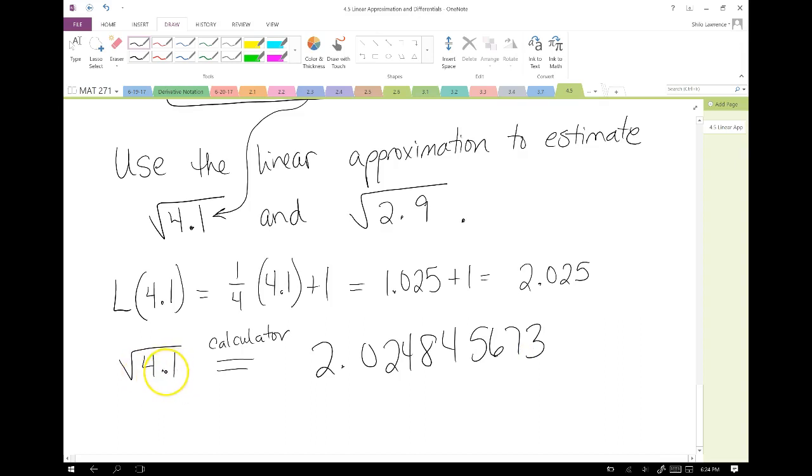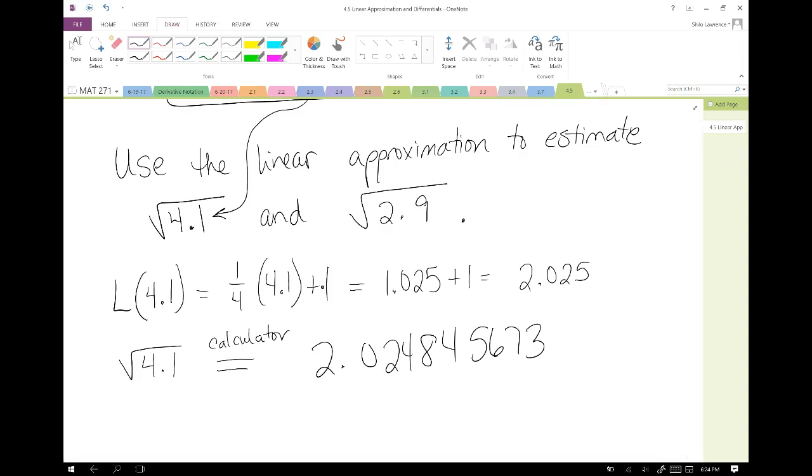And this is an irrational number. The result is a never-ending, never-repeating decimal. But if you round this to 3 decimal places, it's going to come out the same, 2.025. So we can find that value without a calculator.